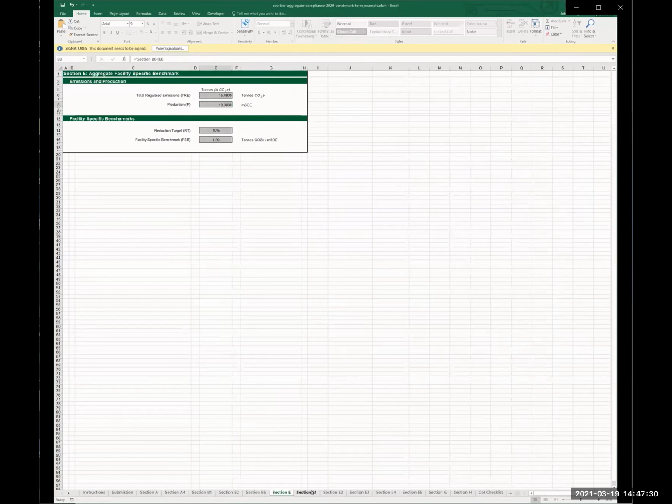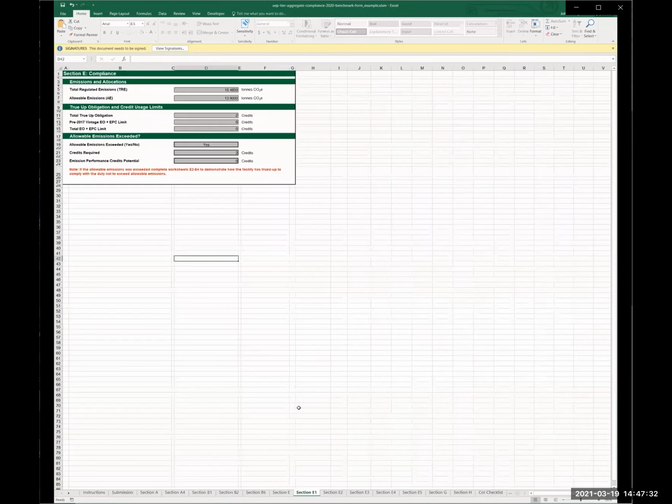Moving to section E1, this tab provides an overview of total regulated emissions, allowed emissions, total true-up obligation, as well as credit usage limits. It also indicates if the facility may be eligible to request emissions performance credits.